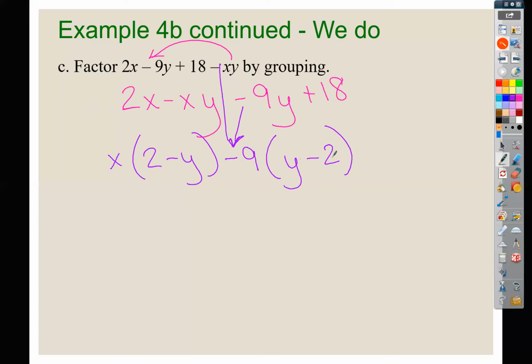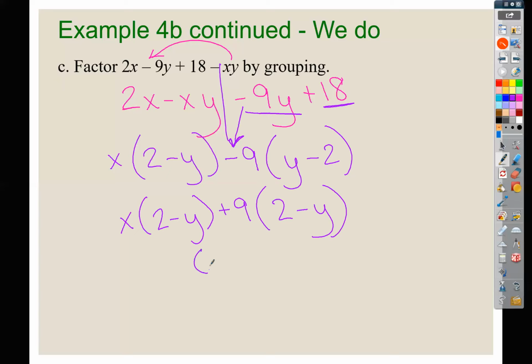Well, what you can see is the 2 minus y and the y minus 2 are opposite of each other. So I can fix that by changing the sign of the 9 and rearranging, because 9 times 2 still gives me 18, and 9 times negative y still gives me negative 9y. So it's the same, just in a different order. So what did both of those have in common? 2 minus y. What do they not have in common? The x plus 9.